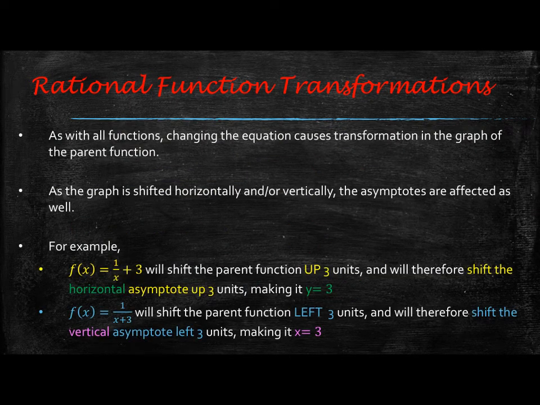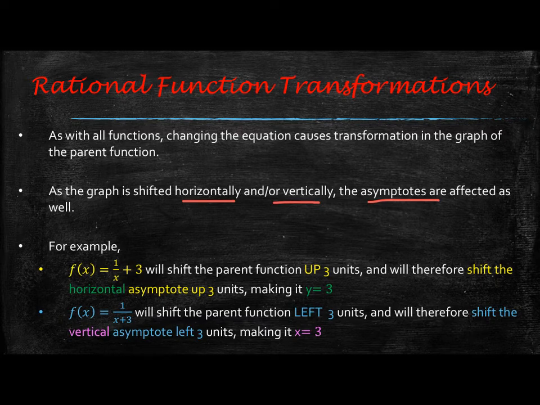As with all the other functions that we've discussed in Algebra 2, rational functions can have transformations, and the equation will cause the transformation in the graph of the parent function. As the graph is shifted horizontally and or vertically, the asymptotes are affected as well. So keep that in mind, that if you shift it horizontal or vertical, it's going to move the asymptotes. So here's what I mean by that.